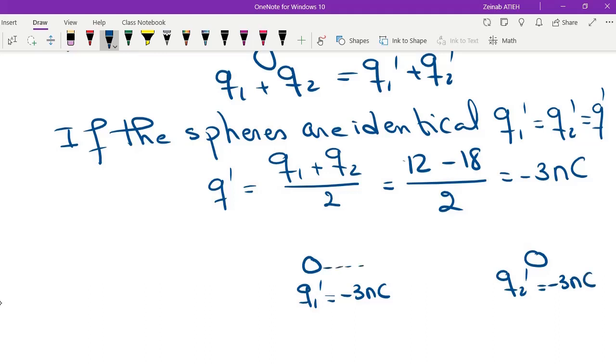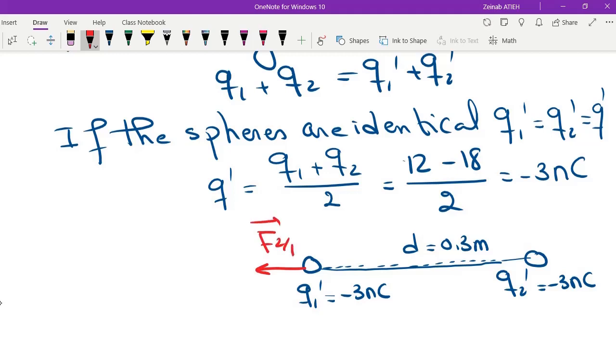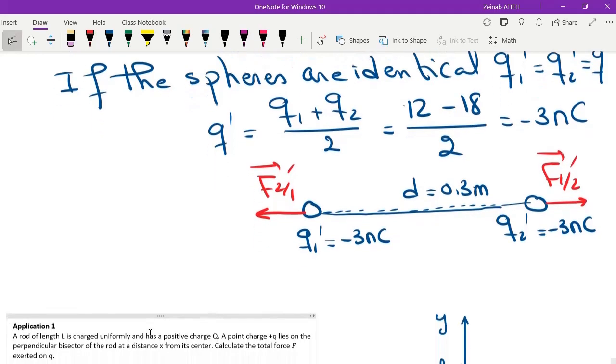I'm writing a prime to indicate that, after placing the connecting wire, okay, this is the connecting wire, the distance remains the same, which was 0.3 meter. Now because both of them are negative, they will repel each other, so we will get a repulsive force. This is the force exerted by 2 on 1. This is the force exerted by 1 on 2. As you can see, it's a repulsive force. I will call it prime because it's after using the conducting wire.